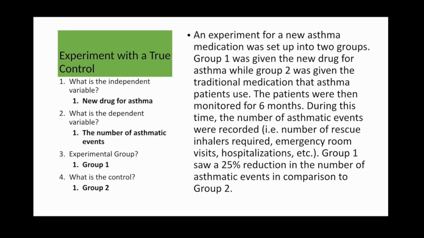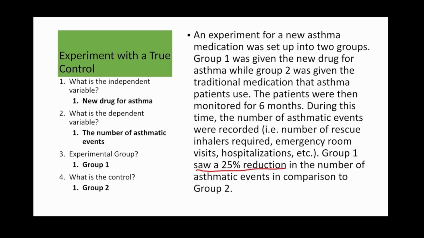What is the dependent variable? What is going to depend on whether or not this person takes the new drug for asthma? That's going to be whatever we're trying to measure. So what effect are we measuring? One dependent variable would be the number of asthmatic events. So the independent variable is they're given the drug, and then we're trying to see what effect that has. Well, it may reduce the number of asthmatic events. And in this case, it says they saw a 25% reduction in the number of asthmatic events.